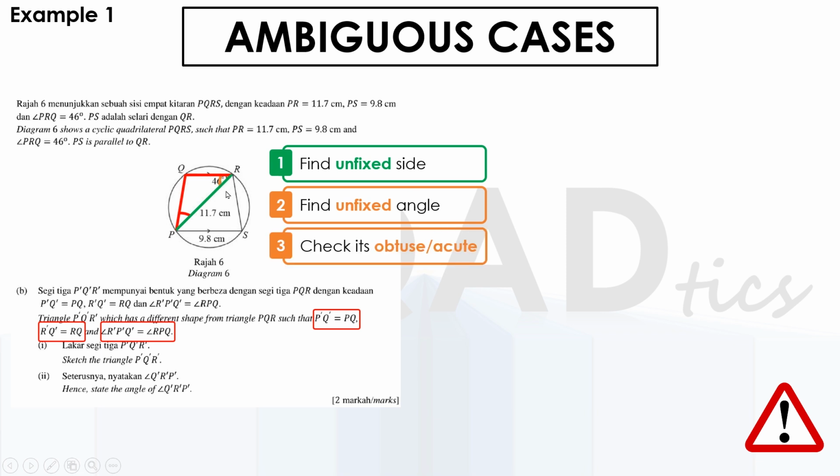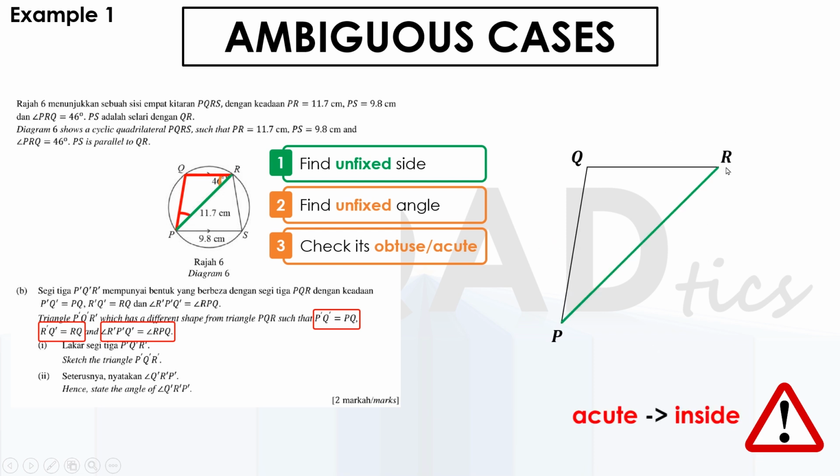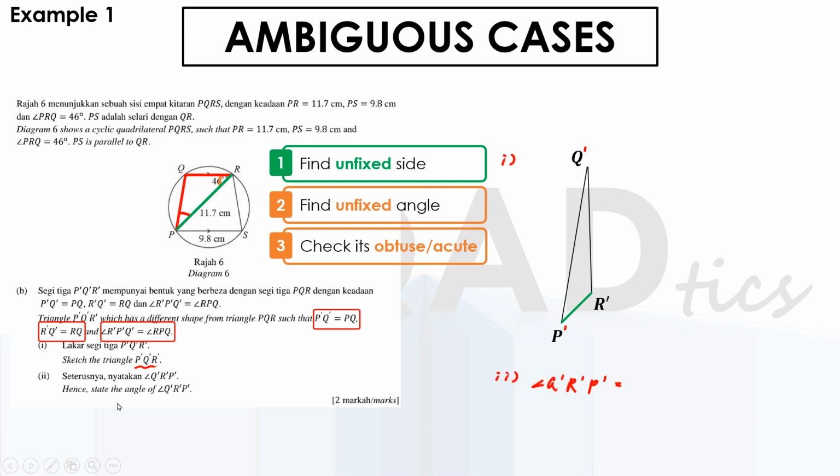So what we need to do is to adjust the line to the inside. This is our triangle, and we adjust RP to the inside, and this would be our new triangle. And make sure that, because here it says P prime, Q prime and R prime, all of the unknowns here we need to put prime. And the second part is to find the angle of QRP, which is from the new triangle. We need to figure out this angle.